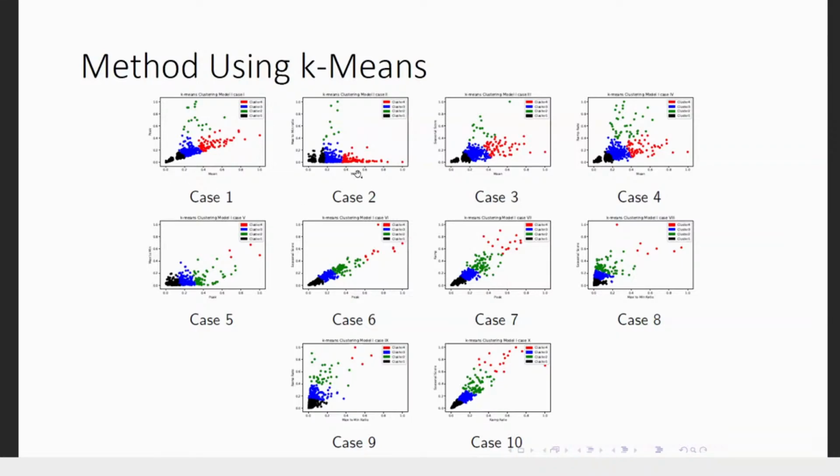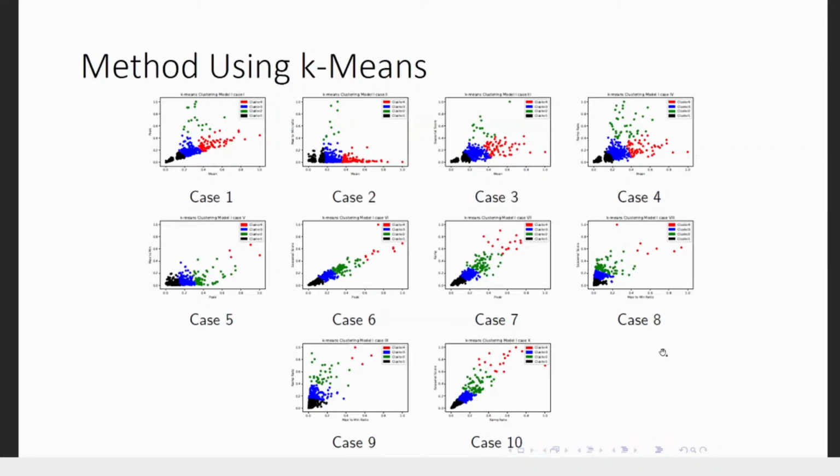And in the second one, it is mean versus the max to min ratio. In the third one, it is the mean versus the seasonal score. Fourth is mean versus the ramp ratio. Similarly, you can take the rest of the other ones also. For example, you can take peak versus the mean ratio, and so on. So you can take each customer, and each dot signifies a customer belonging to these kinds of clusters. That way you can have 10 different cases.